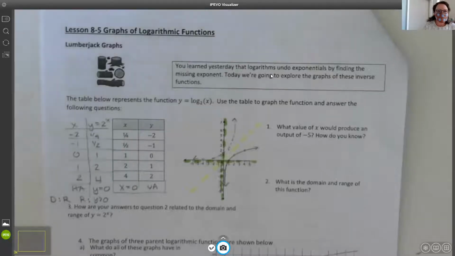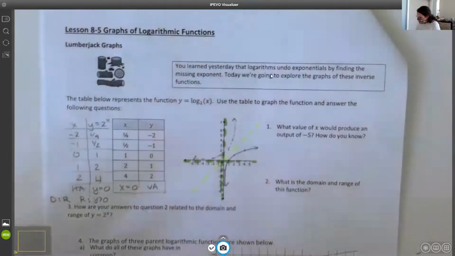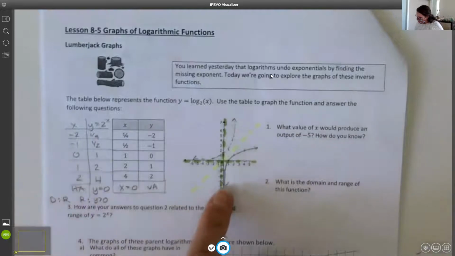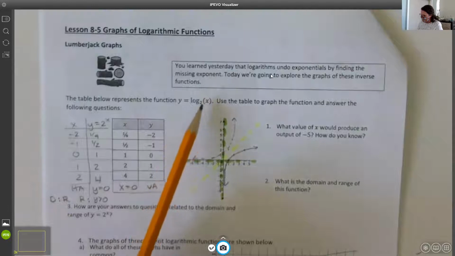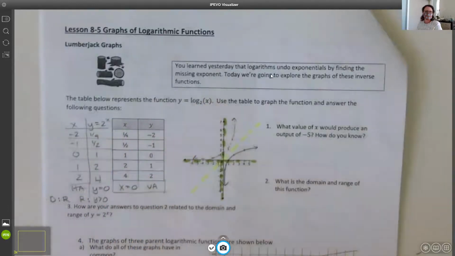Okay. So as we're going over this one, this is a function of log base 2 of x, and it's really helpful to think about it as an inverse. So I've put down the function y equals 2 to the x right here, and y equals log base 2 of x.